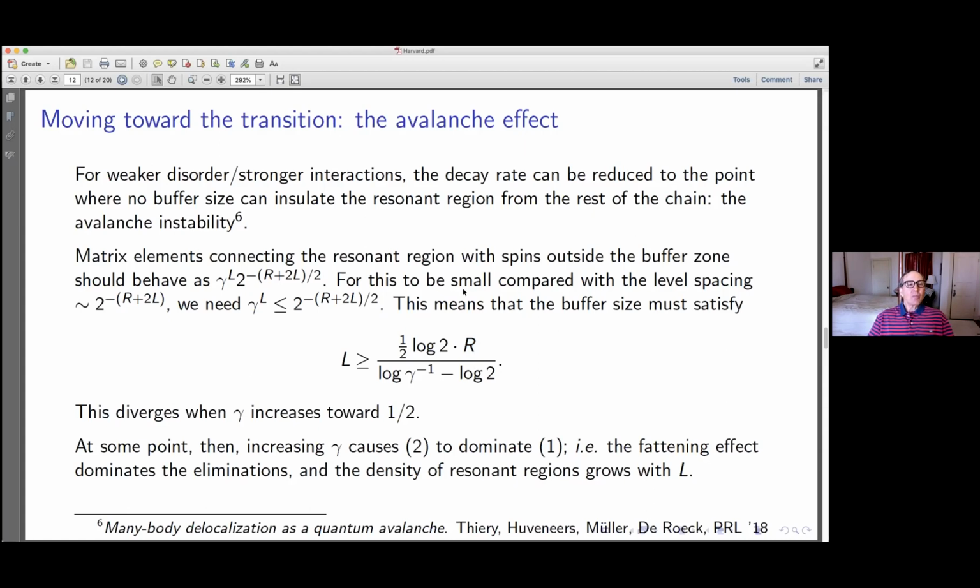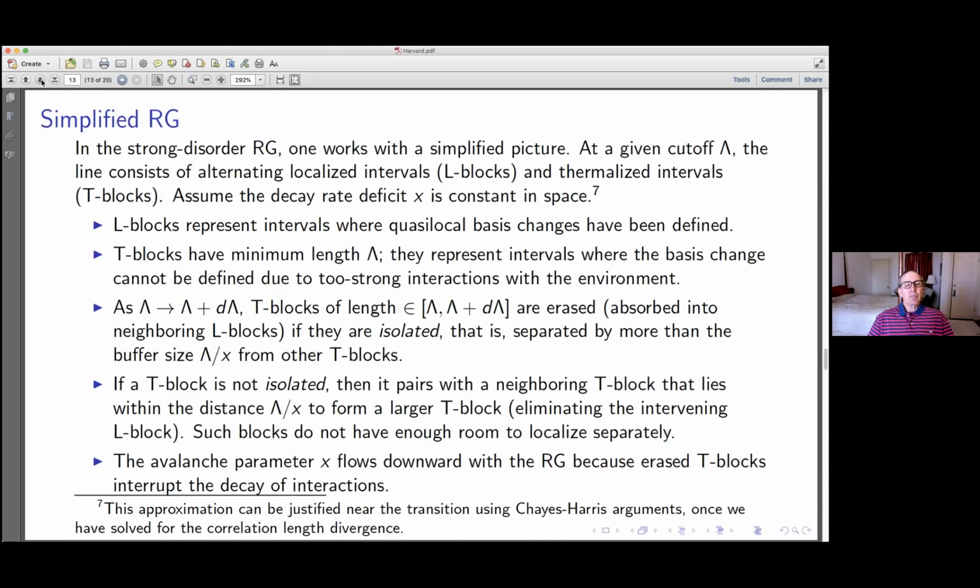Okay, so we'd like to understand the implications of this avalanche effect for the RG. And so here I'm going to have to go. John, can I ask a quick question here? Sure. So are you identifying gamma equals 1/2 as the critical parameter, or is it an approximate statement?